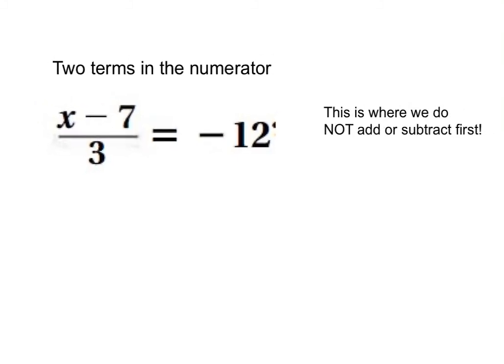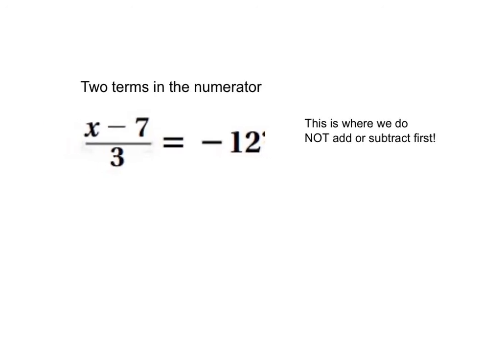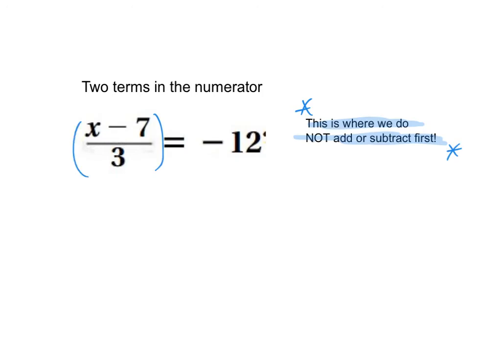All right. Now, the next thing that you guys need to know for 2-step equations is when we have 2 terms in the numerator. In this case, we have x minus 7 all over 3. And this is where we do not add or subtract first, okay? Make sure that you highlight that. So before in this lesson, we were adding or subtracting as our first step. These, we are not going to do that, okay? This is where we are going to multiply or divide first. So in this case, let's multiply by something that will cancel something else out. I see that the 3 would cancel, so we're going to multiply both sides by 3.